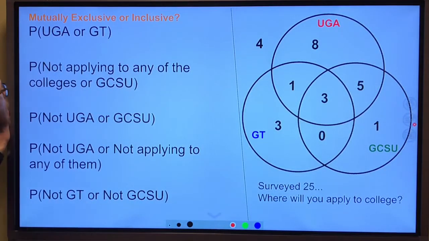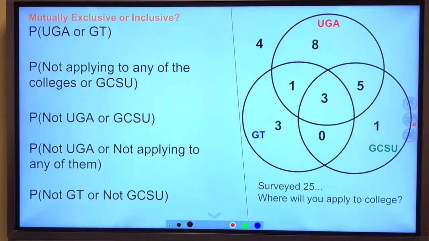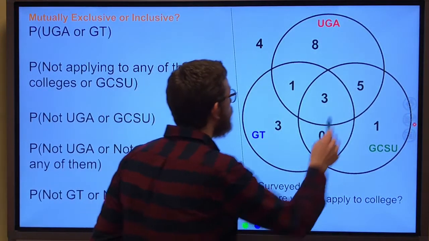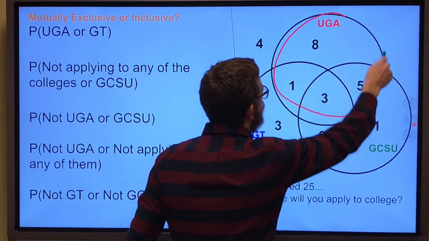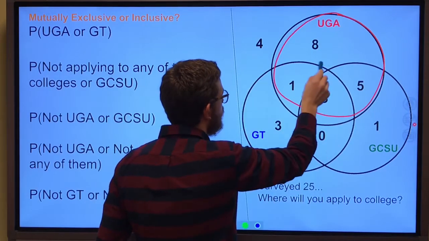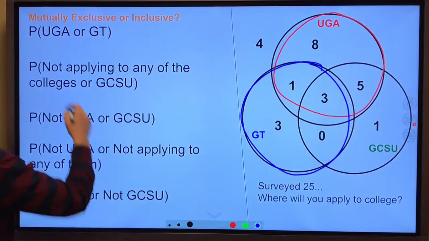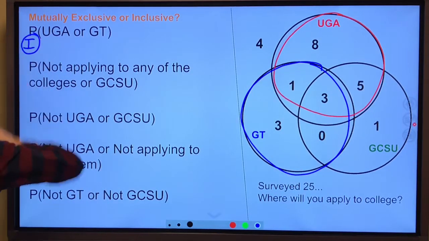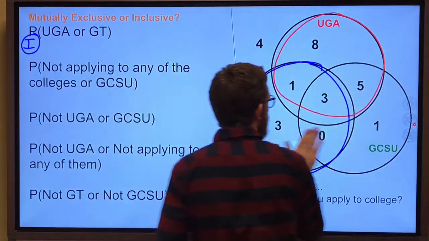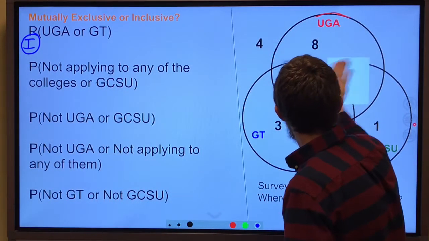The probability of talking to a person who is going to apply to UGA or Georgia Tech. Well, here's our UGA bubble. Down here is our Georgia Tech bubble. Do we have overlap? Yes, because we have overlap, these must be inclusive events. And so next, we find the probability.